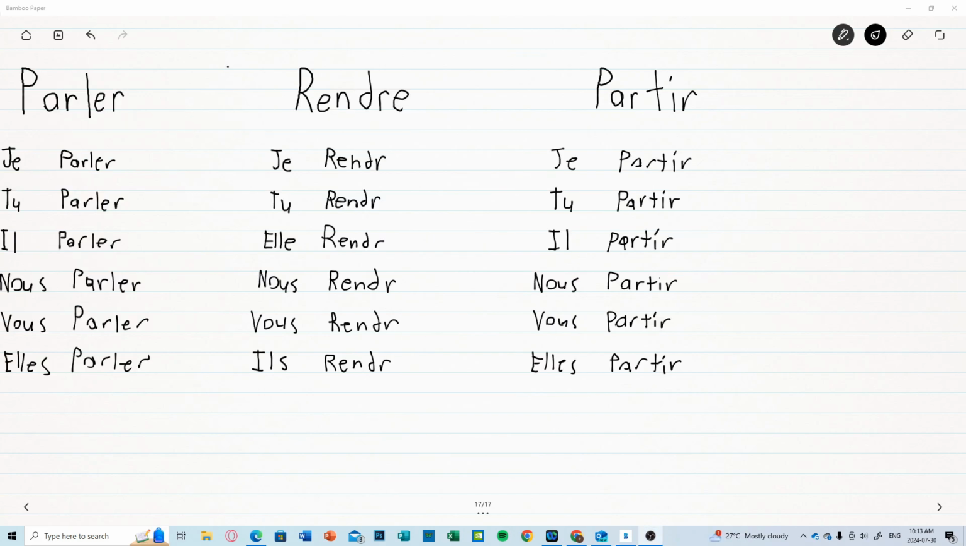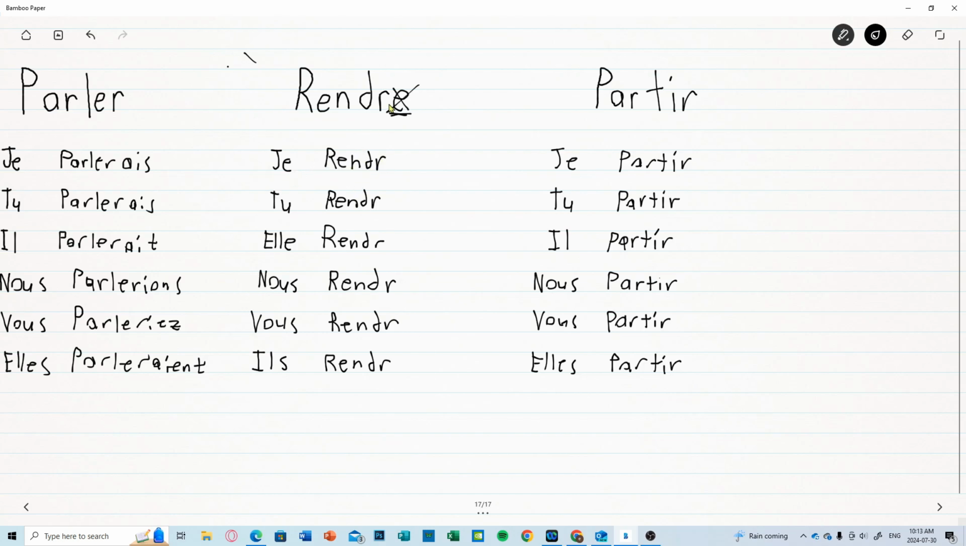Alright, now we got a couple examples of regular verbs that we're going to put into conditional. Our first one is parler. Now if you remember, we got to keep the infinitive of the verb. That's why I have them all written out already. And now all we have to do is add the endings, which is the AIS, AIS, AIT, nous IONS, IEZ, and AIENT.